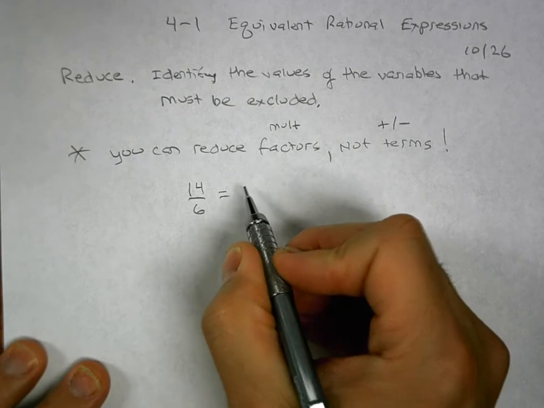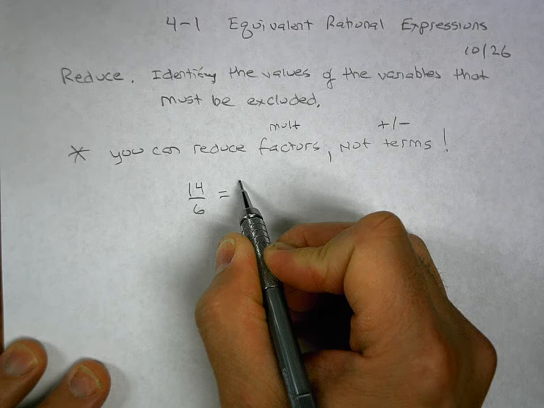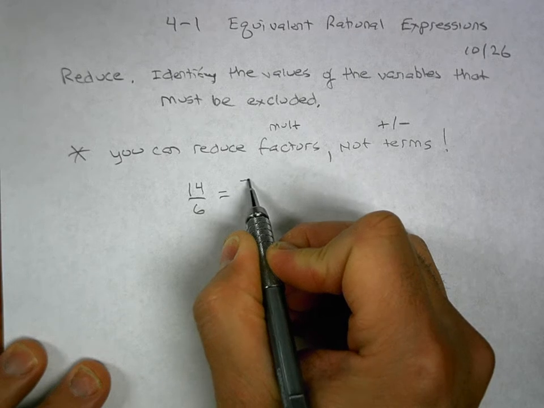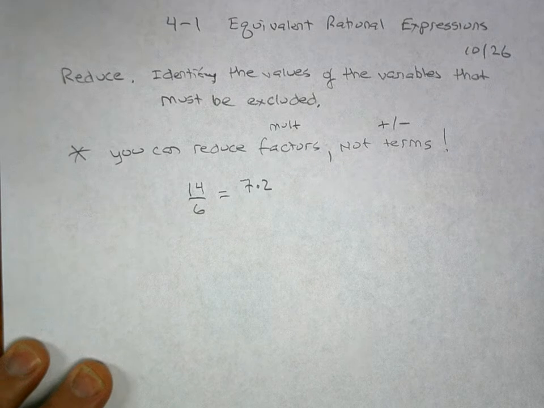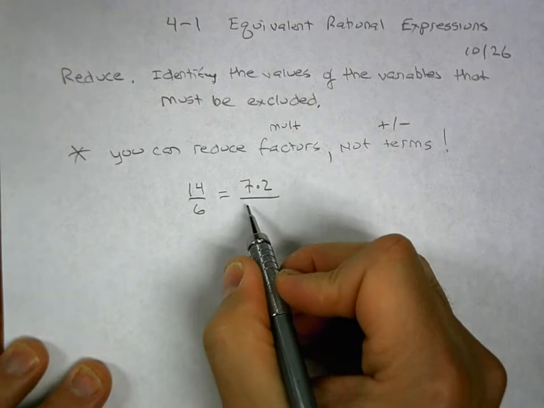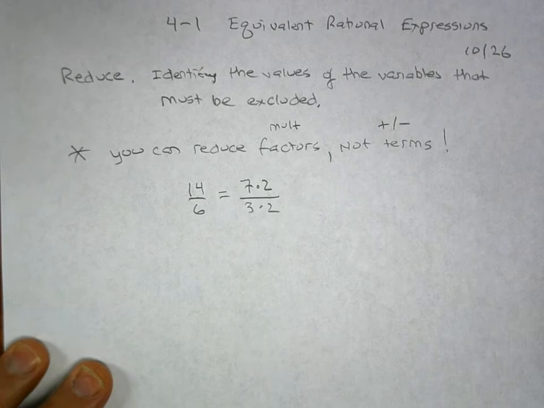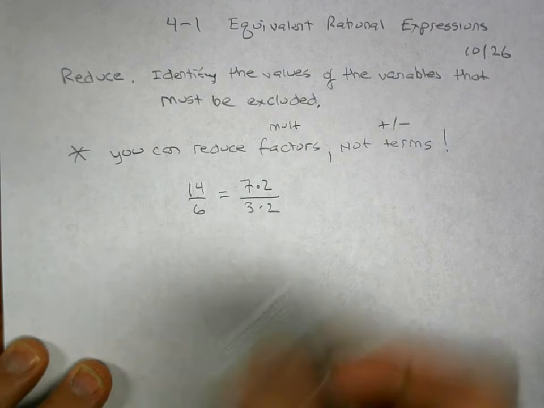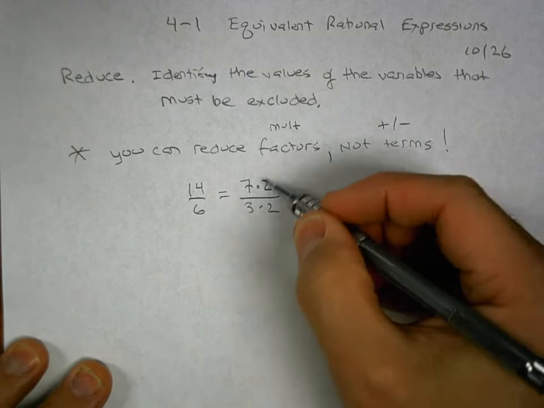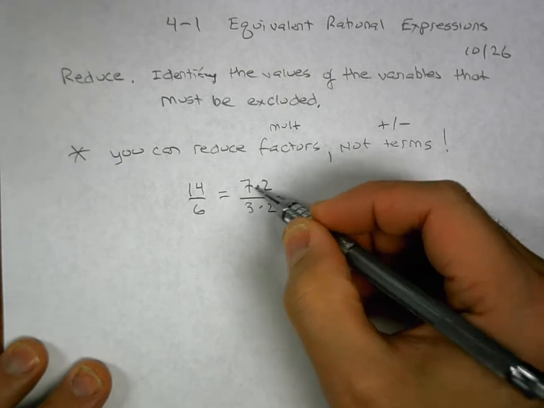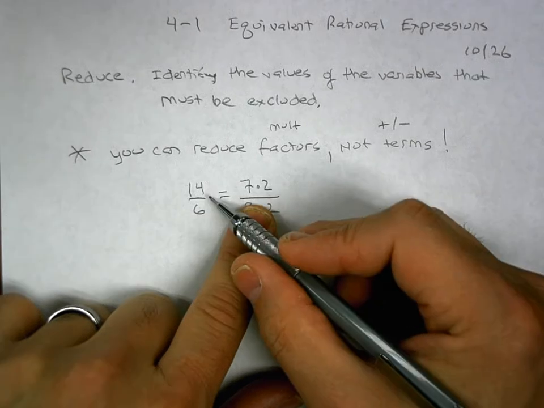So what's 14? What multiplies to make it? 7 times 2. So go ahead and put a little dot there. That's multiplication. Over 3 times 2, correct? So there it is, it's actually factored. Those are the factors, right? And that's why we can reduce out something that's common from the top and the bottom. These are being multiplied. These are factors. 7 is a factor and 2 is a factor of 14.